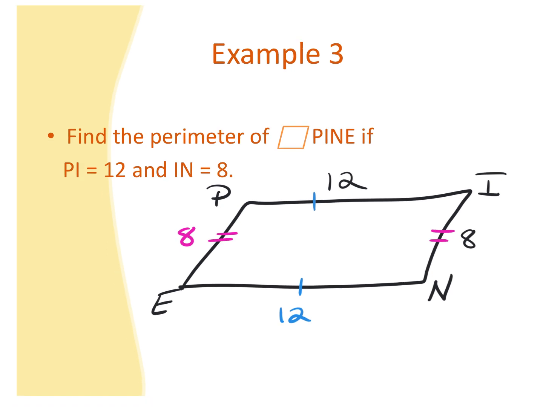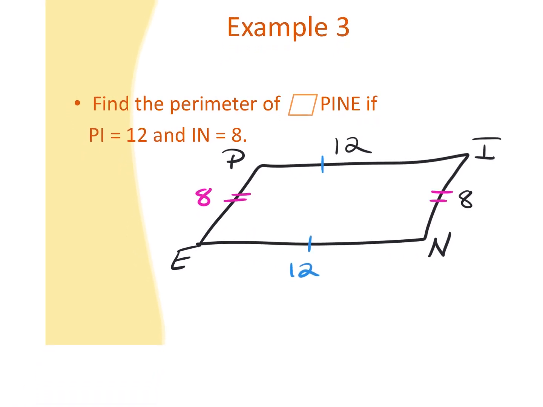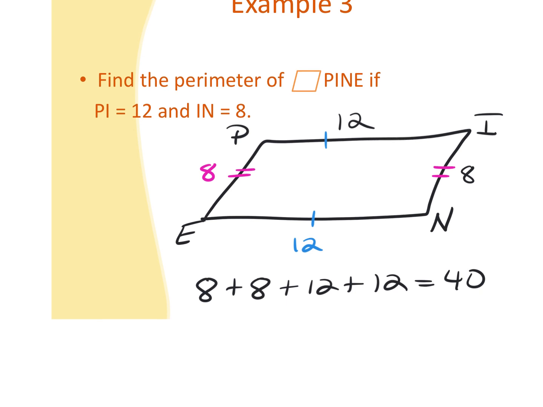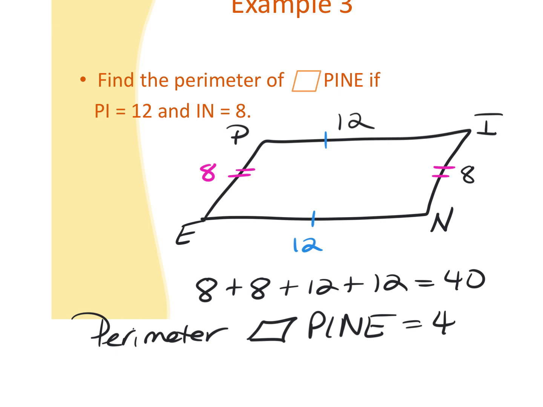And whenever you find the perimeter of any figure, all you need to do is add up all the sides. So in order to get the perimeter, I'm going to add 8 plus 8 plus 12 plus 12, which will give me 40. So the perimeter of parallelogram PINE is equal to 40 units. If it would have had inches, you would say 40 inches. But whenever any units are not given, then you could just put units.